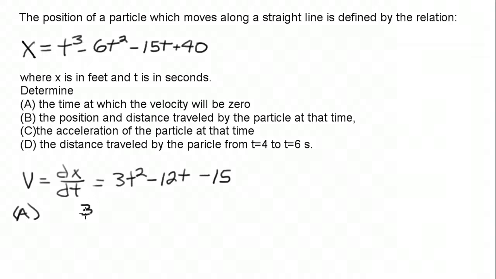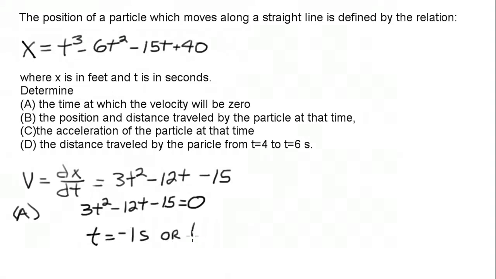So the time at which the velocity is equal to 0 is when this is equal to 0 here. We solve this using algebra. This is a quadratic equation, and we can get the solution like this: t equals minus 1 second, or t equals 5 seconds. Now this is describing the motion of a particle that starts at t equals 0 and goes on, and so really we're not concerned with the negative solution. We're only concerned with this. So t equals 5 seconds is when that occurs.